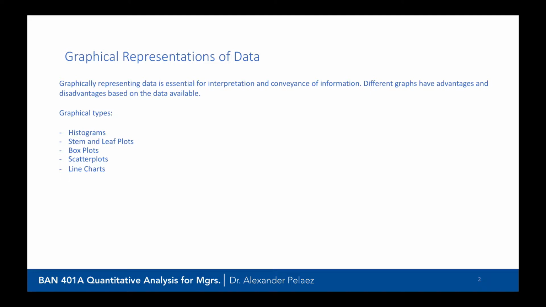So there are a number of different types of graphs that we could use, and this is only a small subset. We can have histograms, stem and leaf plots, box plots, scatter plots, and line charts.